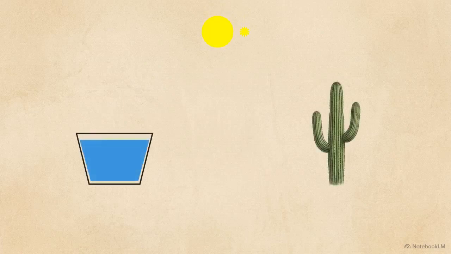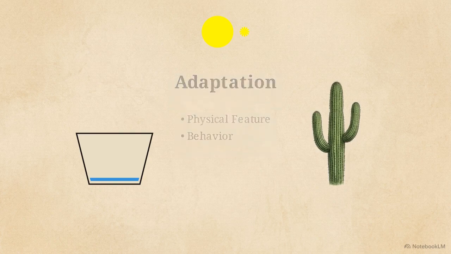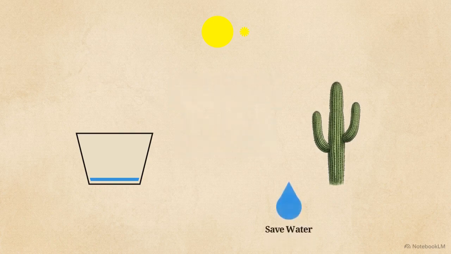Under a 50-degree sun, water evaporates in hours, yet a cactus thrives. Organisms survive through adaptation. Define adaptation as a physical feature or behavior helping survival.